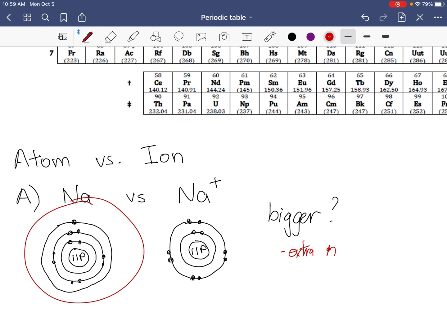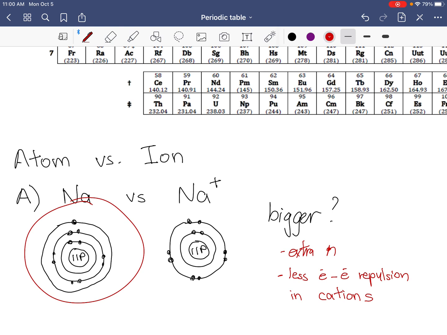The second reason, of course, in this case, is that since the atom is smaller, there is less electron repulsion in cations. There are just fewer electrons to repel each other, causing the atom to be smaller. There's less of that, so therefore it's smaller.